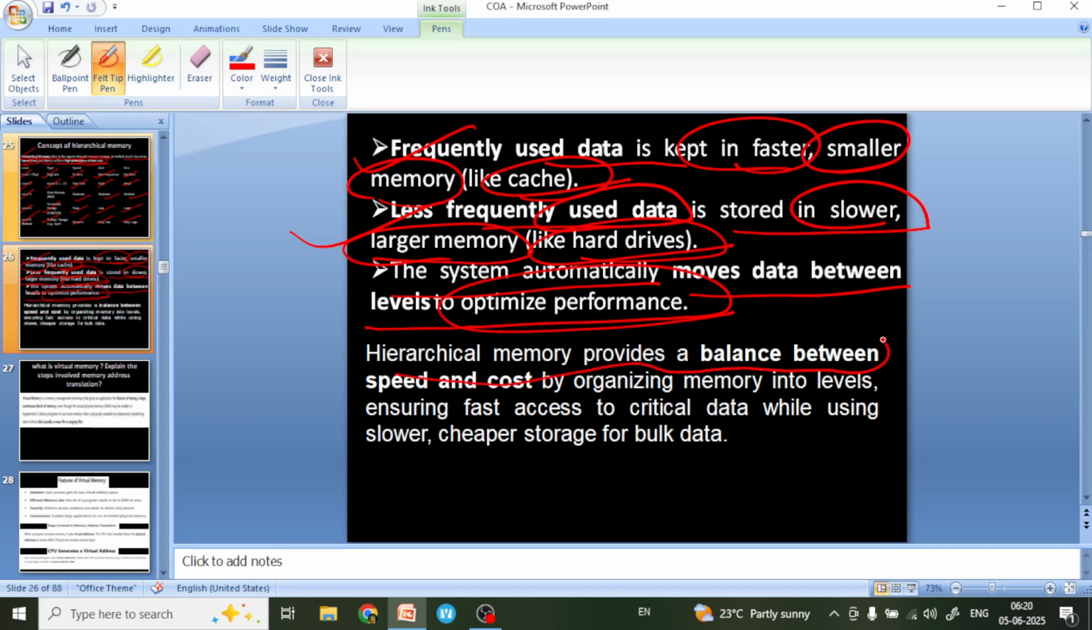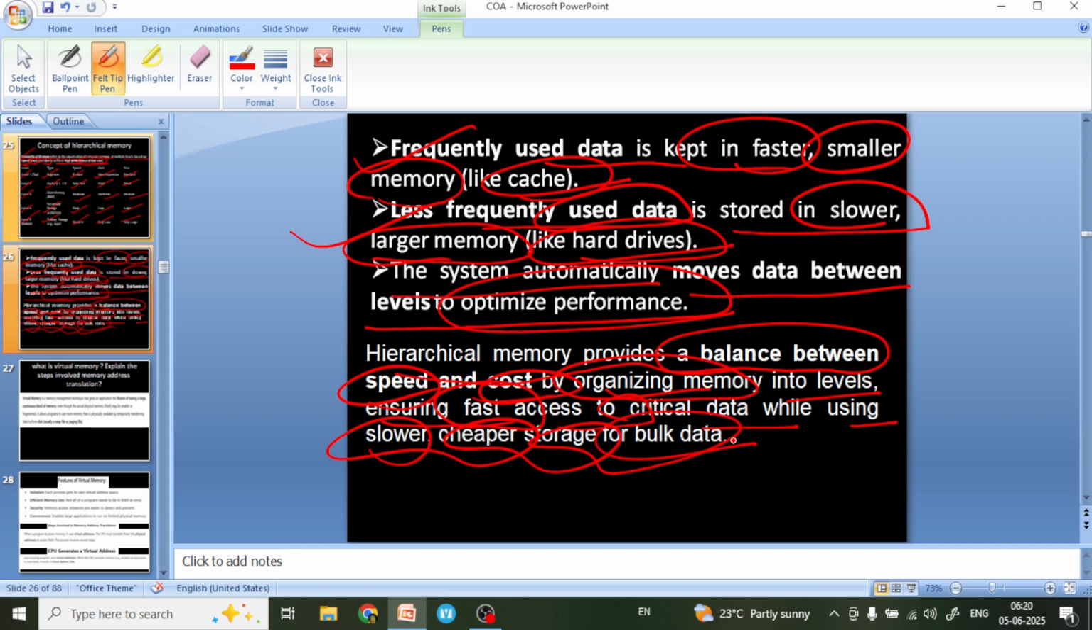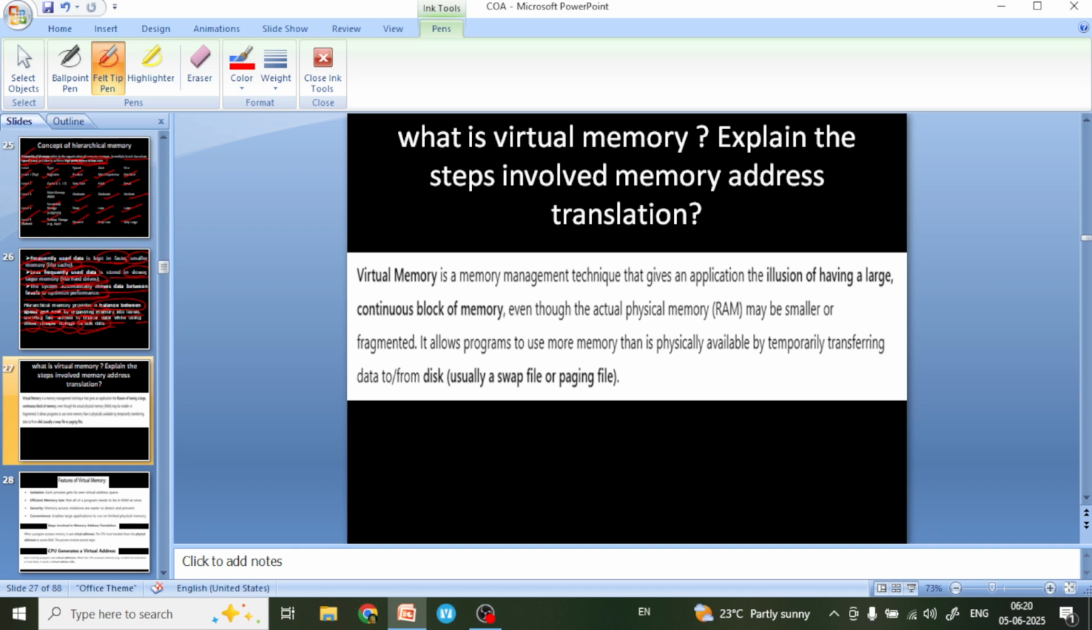Hierarchical memory provides a balance between speed and cost by organizing memory into different levels, and it ensures fast access to critical data while using slower, cheaper storage for bulk data. Bulk means large data.